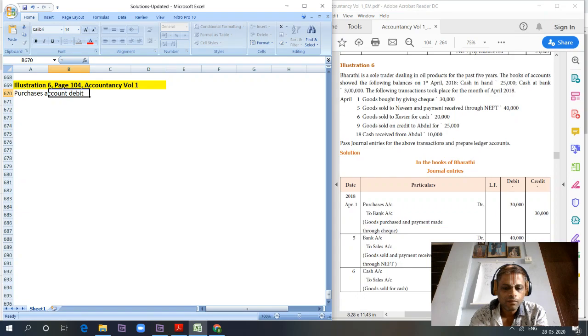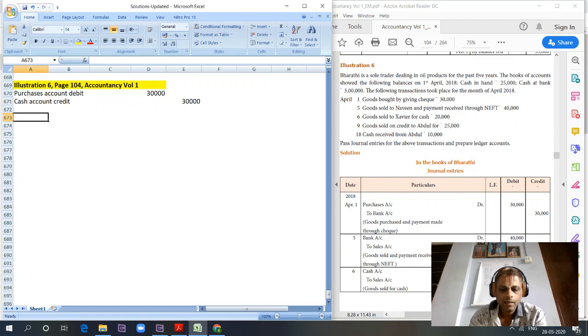Purchases account debit 30,000. Bought by check. Cash account credit 30,000. Right. Next transaction is goods sold to Naveen and payment received through NEFT. So goods sold to Naveen, payment received through NEFT means bank. Bank account debit 40,000.